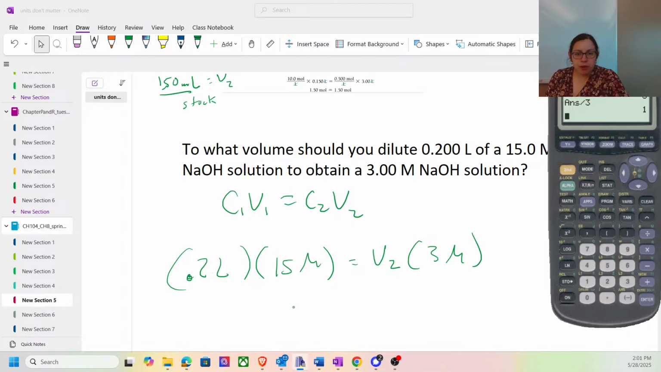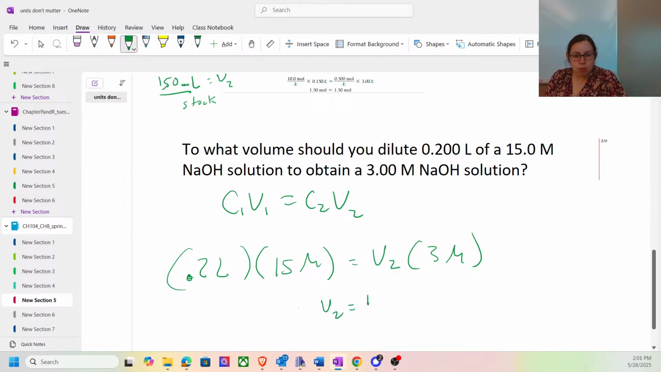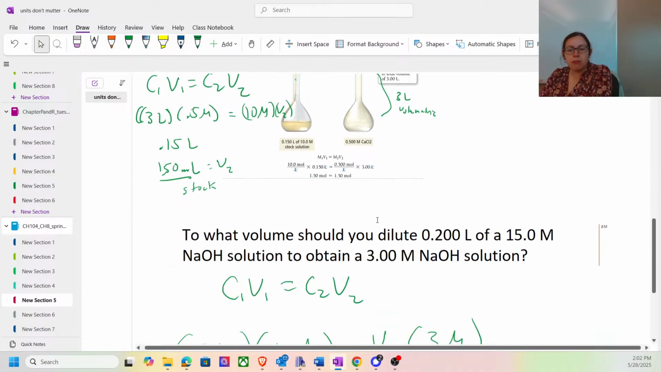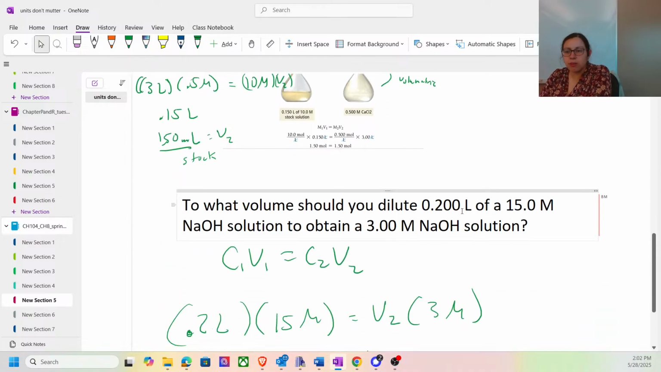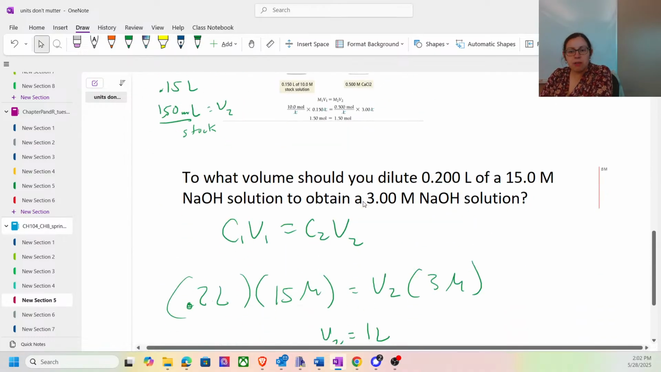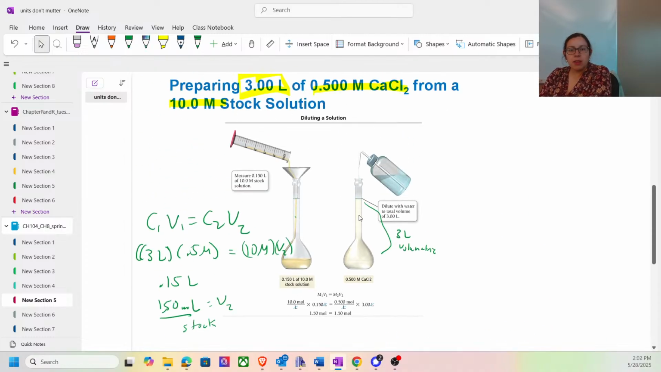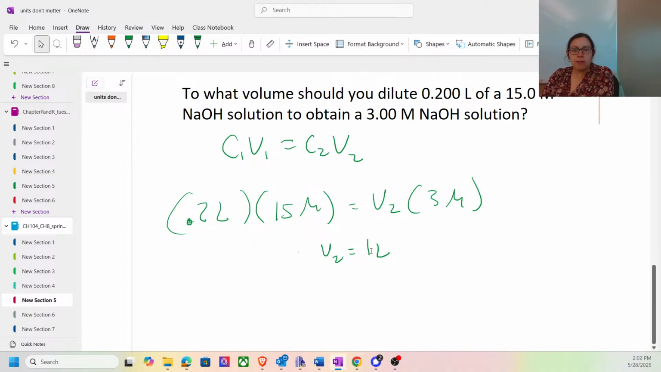What's important is to understand what this is saying, because it's saying to what volume you should dilute this. If we were preparing it physically in a volumetric flask, we would take this 0.2 liters and put it in a volumetric that's appropriate. So if we calculated 1 liter, we'd put it in a 1 liter volumetric, and then add water until we're at that 1 liter line.